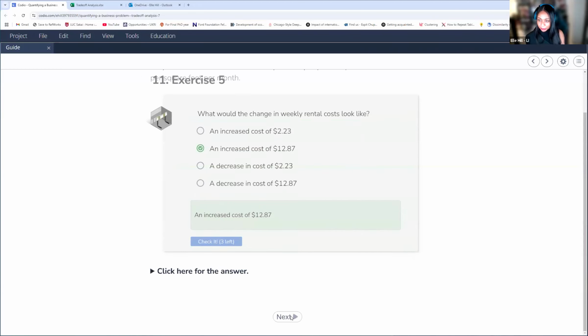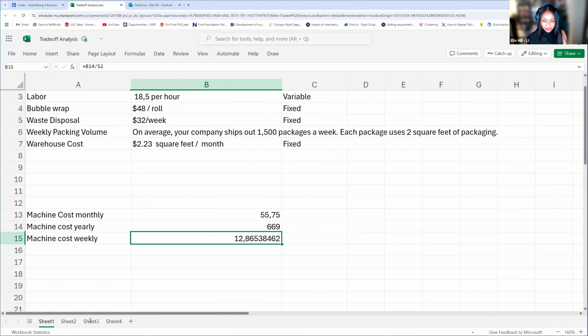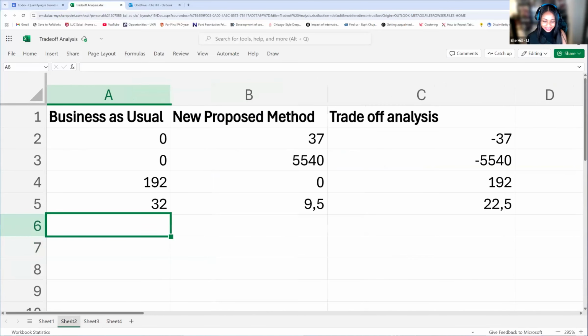But it's savings you still could have, so it's good to consider. So before we do this, let's add this to our trade-off analysis. I should name these. Let's name this trade-off analysis. Yeah, definitely. Can I explain why we divide by 52 weeks?